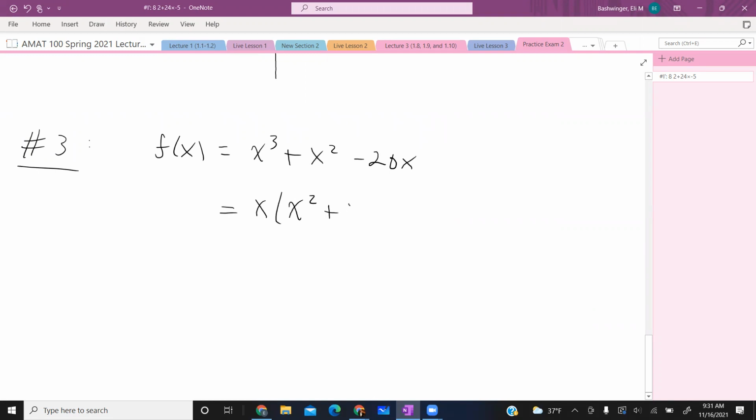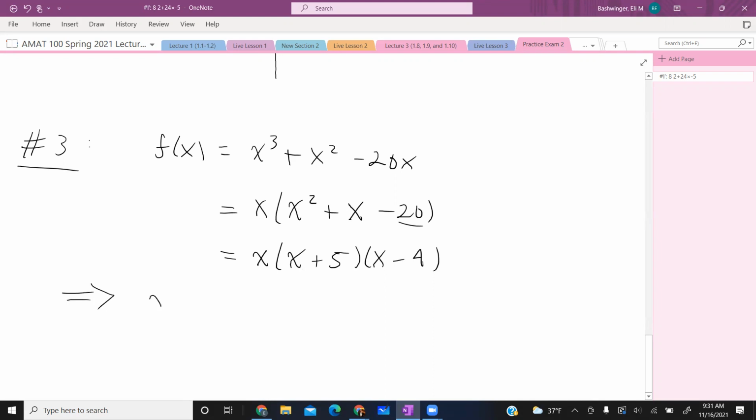What we're left with is x squared plus x minus 20. And now this is a quadratic, and we can actually factor it. We just need to find the factors of 20 whose sum is 1, and that's going to end up being 5 and negative 4. So x squared, and then negative 4x plus 5x gives you the x in here, and then positive 5 times negative 4 gives you the negative 20.